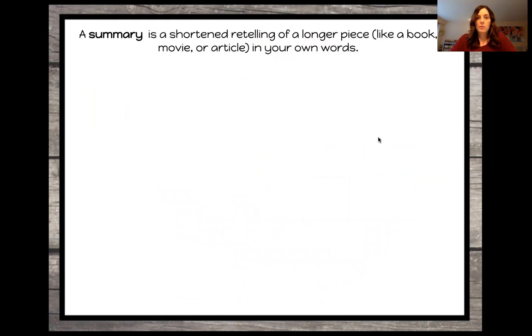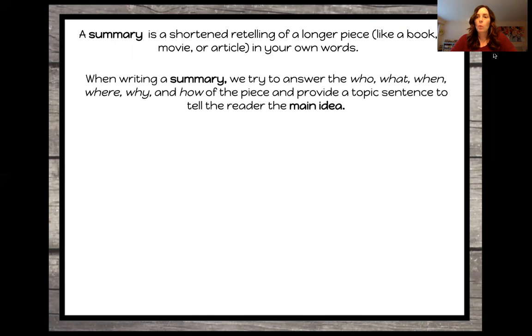So first of all, a summary is a short retelling of a longer piece, could be a book or a movie or an article, and you retell it in your own words. When you write a summary, you want to try to answer the who, what, when, where, why, and how of the piece, and then provide a topic sentence to tell the reader the main idea.